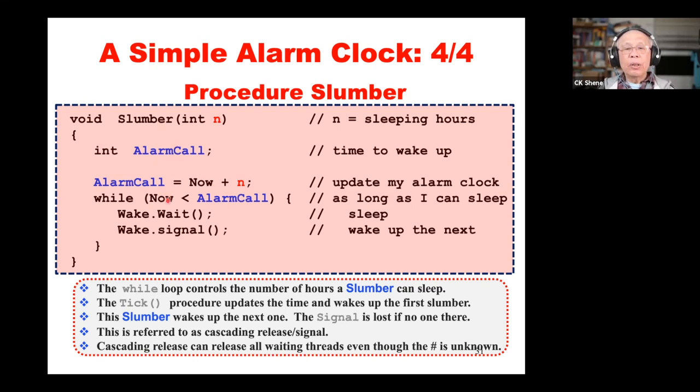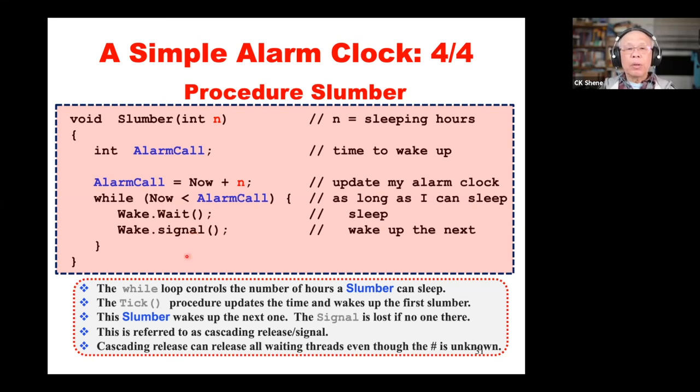And then he checks to see whether this is the time for him to get up. If the value of now is less than alarm call, it means it's not the time for me to get up. So I wait on this condition variable, to sleep. Somehow, if this guy is the nearest sleeper who gets a call order, he wakes up and tries to kick his right neighbor, telling him, wake up, please. And returns, checks to see, is it the time for me to go to work? If not, sleep again.